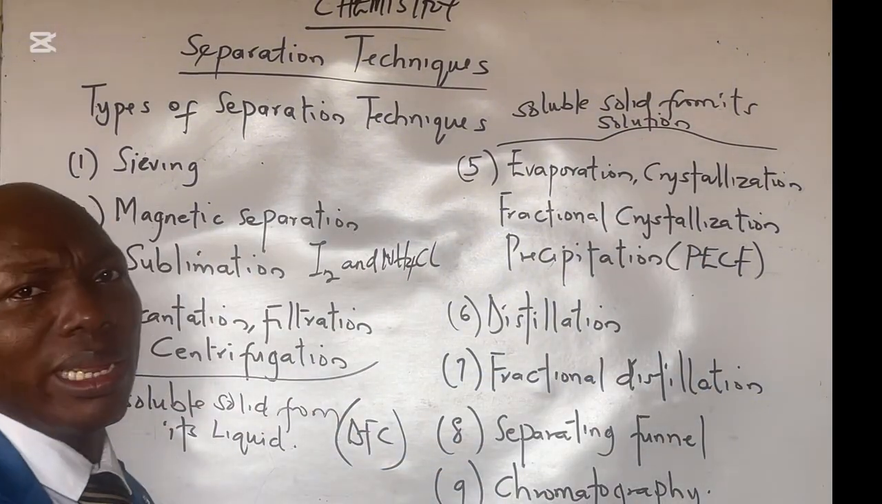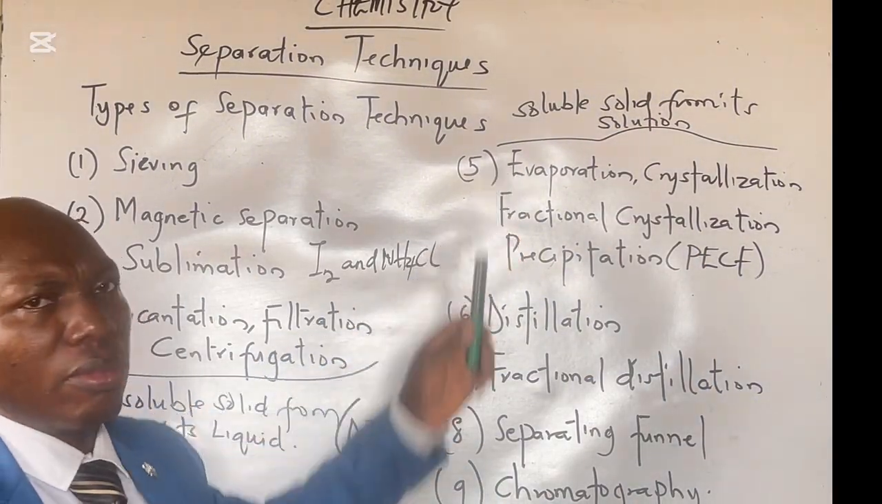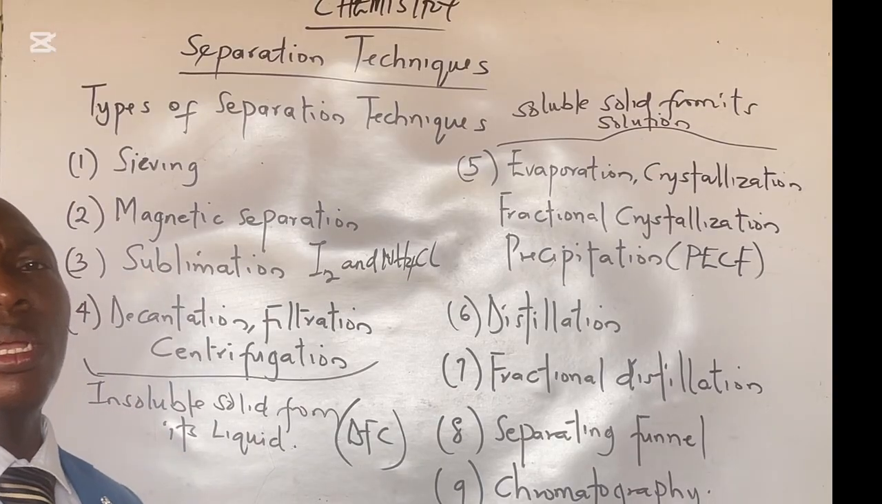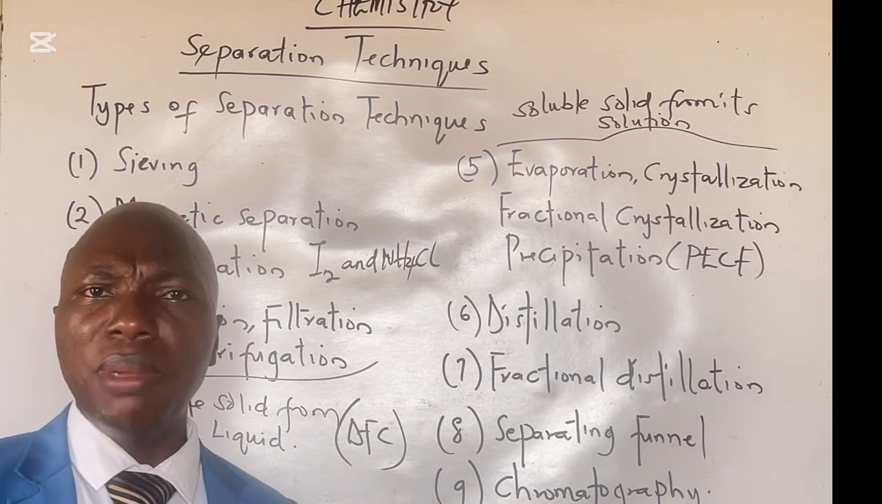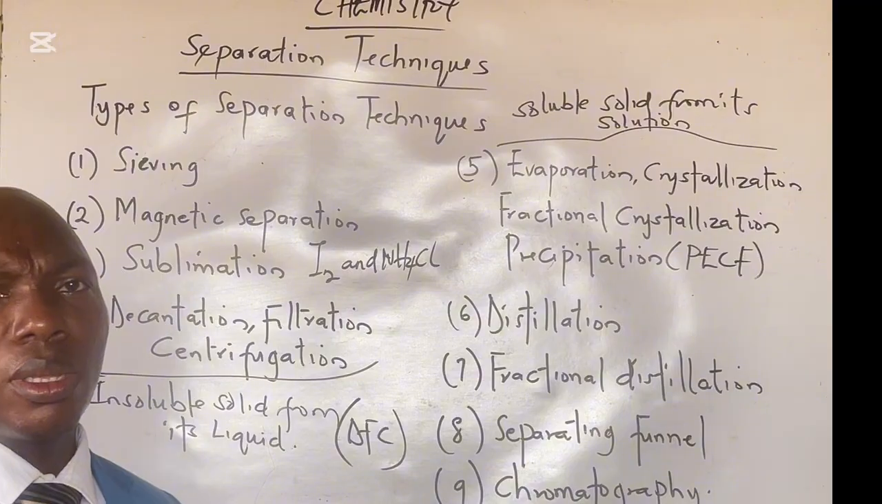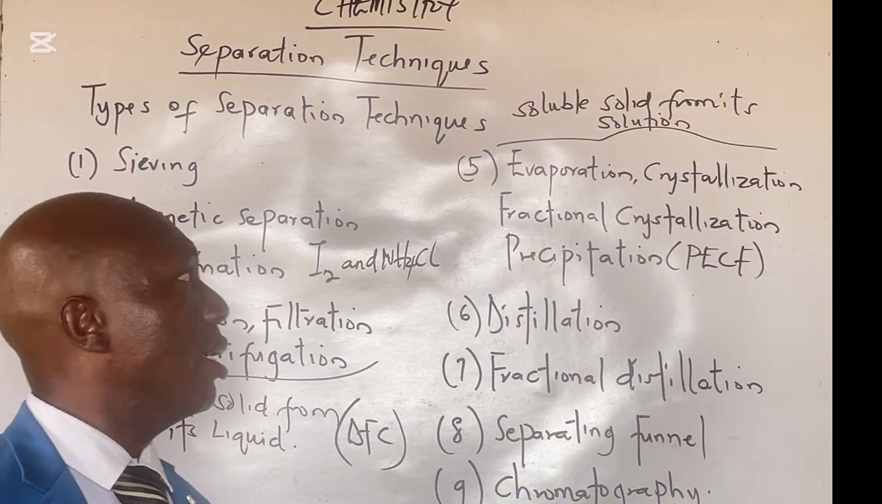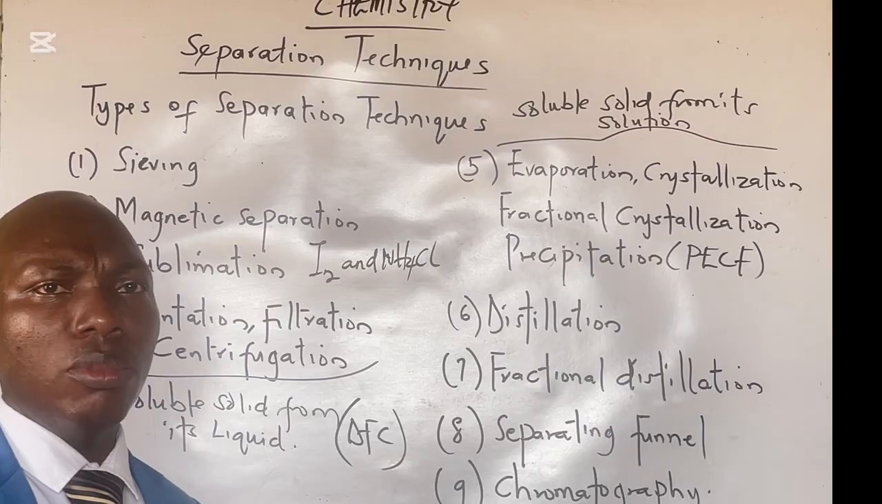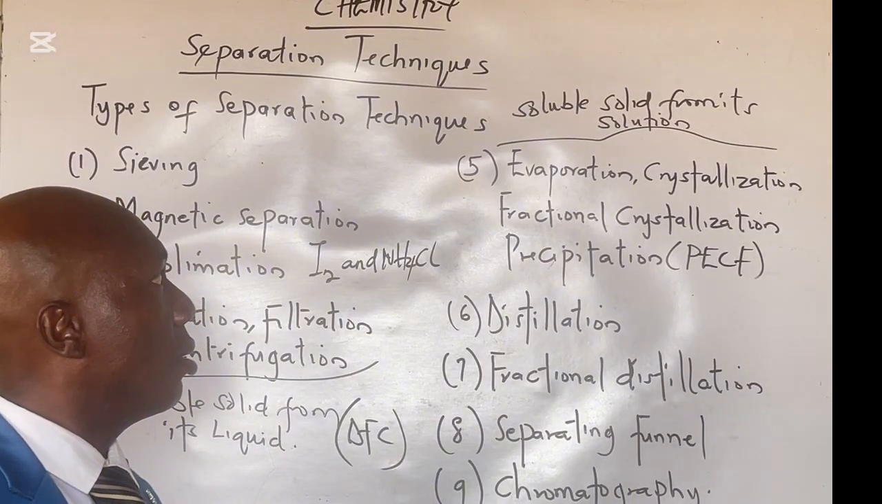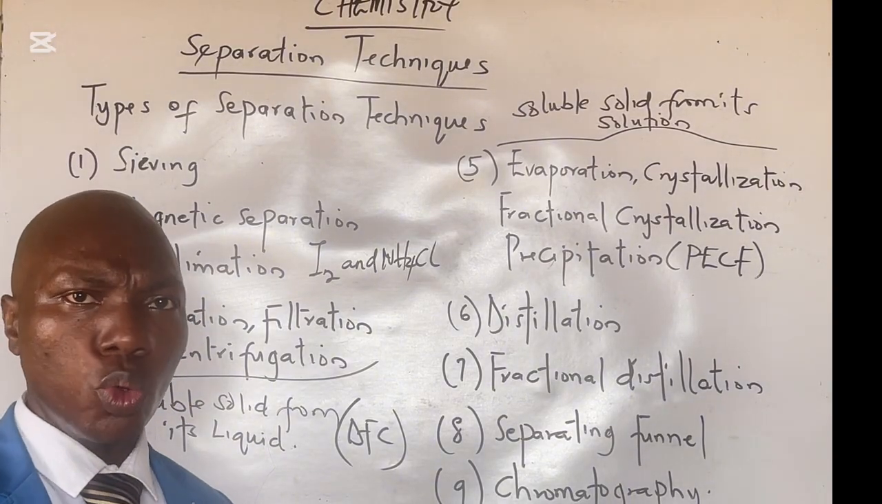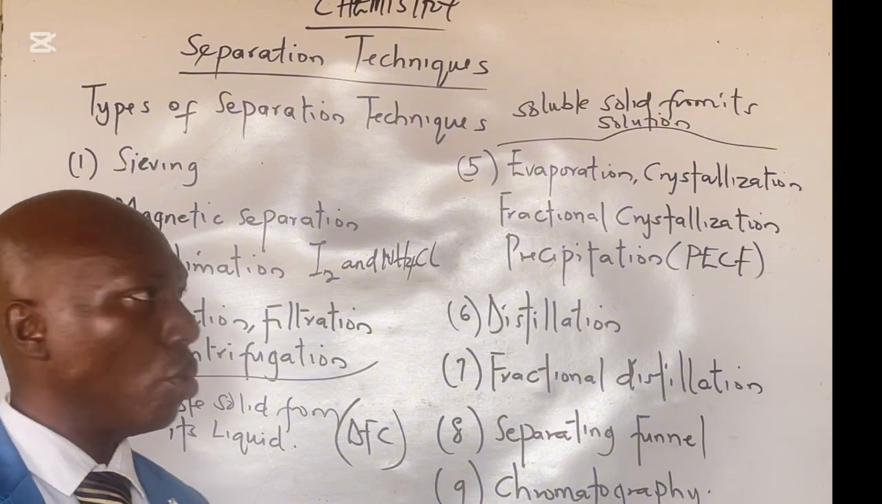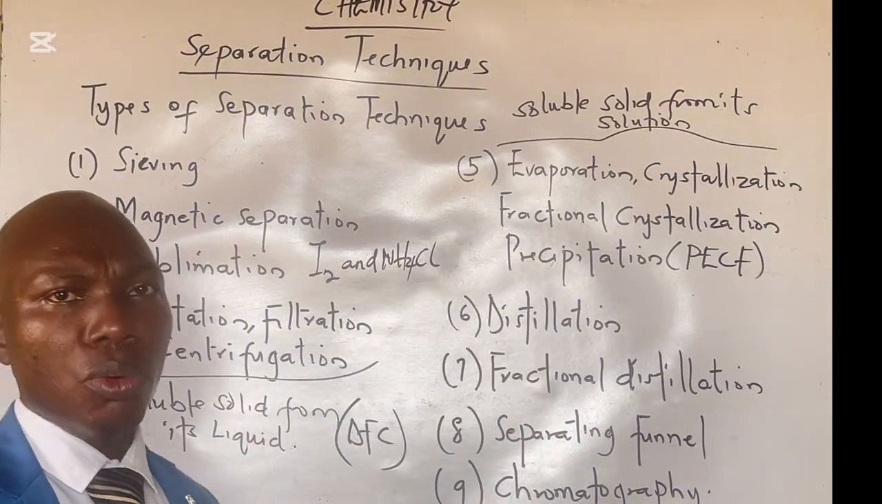Let's take the first one, which is evaporation. Evaporation is used in the salt making industry. When you have the salt solution, how do you obtain the solid from the solution, that is the salt? You use what we call evaporation.